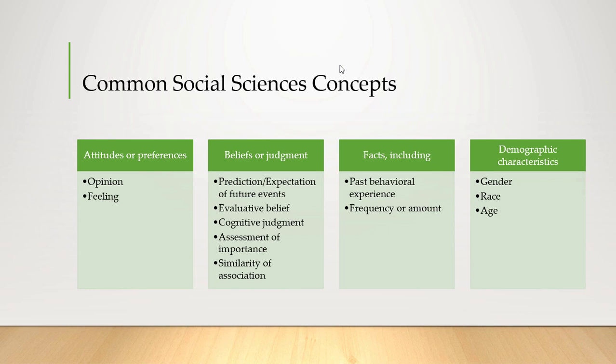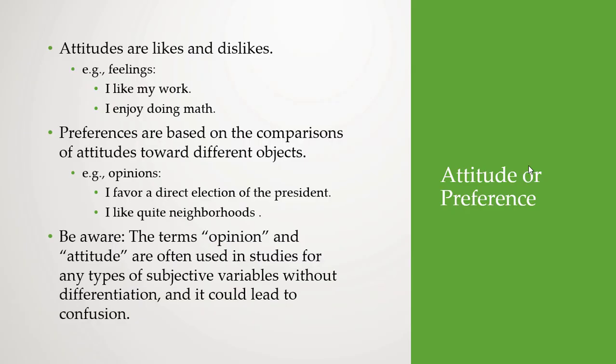The common concepts in social science can be grouped into four categories: attitude or preference, beliefs or judgment, fact or behavior, and demographic characteristics. Attitude is about liking or disliking something. Preference is more about the comparison of attitudes for different objects. I enjoy doing math is a measure of attitude, whereas I enjoy solving math questions independently is about preference.